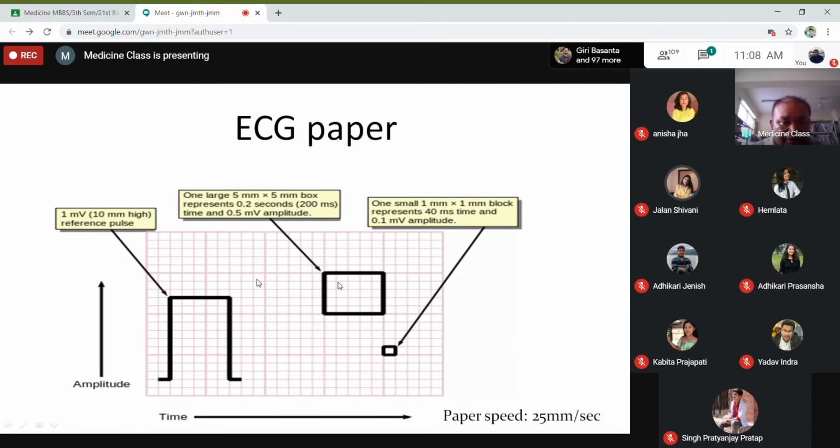Now in amplitude, this 10 square height is 1 millivolt. So 10 millimeters or 10 squares is equal to 1 millivolt. So in 5 squares it would be 0.5 millivolt, and the smallest square would be 0.1 millivolt. So this is what you have to remember in ECG paper and calculation.